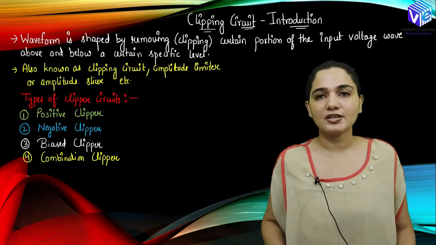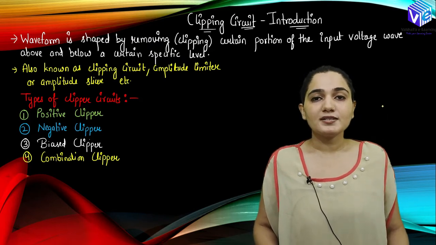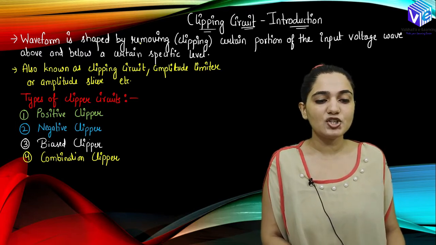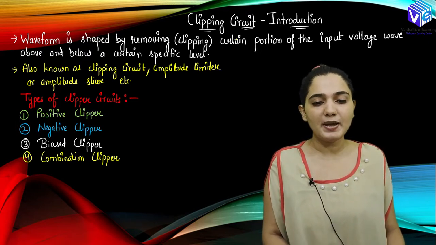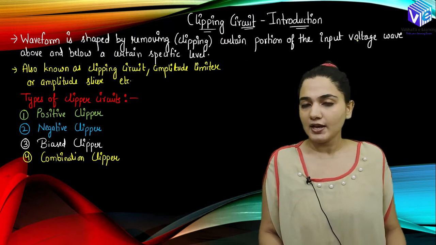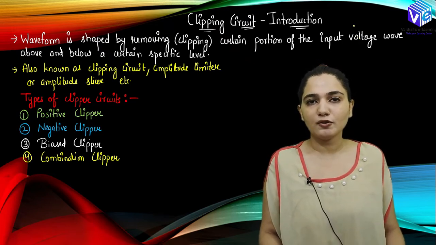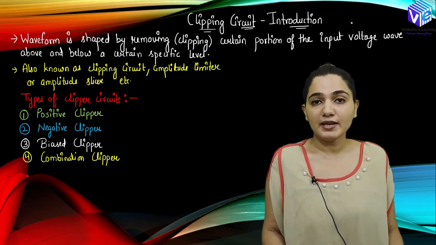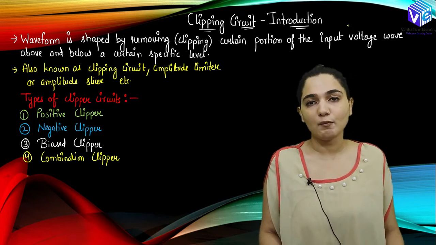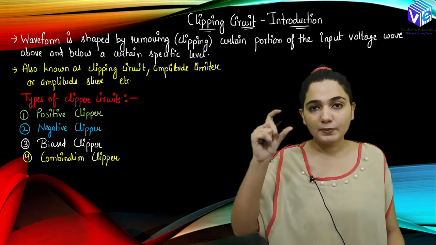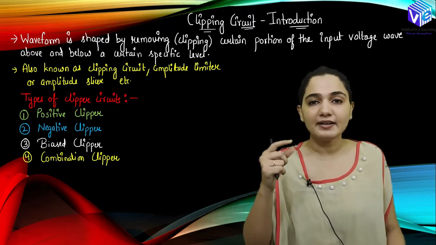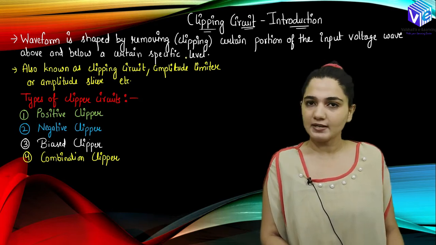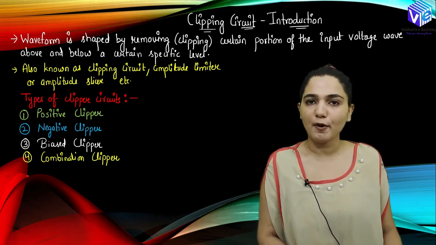So let's start our discussion with the introduction to the clipper. What is clipping? Clipping means removing some part of the signal. The waveform here is shaped by removing or clipping a certain portion of the input voltage. Suppose I am supplying an input voltage from +5 to -5, but I need the output voltage to be between 1 and -2 only. I can do that with the help of the clipper circuit. It is going to clip the output to the desired levels, and above and below a certain specific level I can clip off my input voltage.